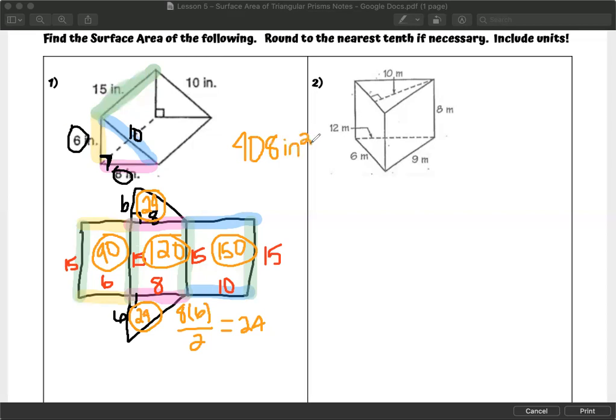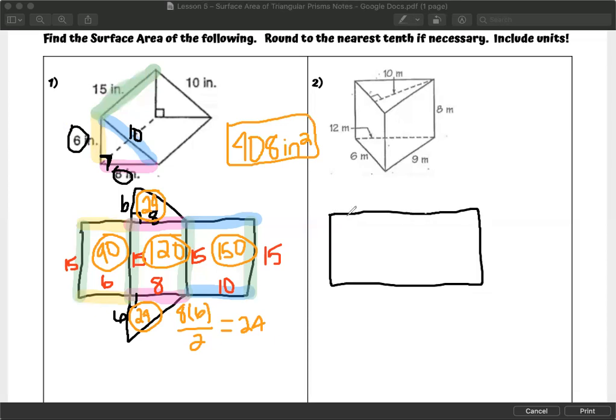We're going to do one more with the net, and then I'm going to show you how you could do it without a net. So looking at number 2, I'm going to draw out a net here. Remembering that we should have 3 lateral sides. So I'm going to start with these. I'm identifying the 3 sides on my triangle.